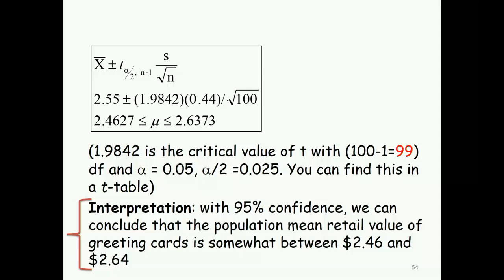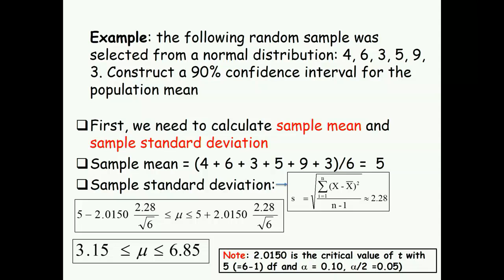So with 95% confidence, we can conclude that the population mean retail value of greeting cards is somewhere between these two values. This one is a little bit longer, because you have to calculate the sample mean, and you have to calculate the sample standard deviation. Don't forget, when you calculate the sample standard deviation, you divide by n minus 1. Why n minus 1? Because of the same thing, that sample variability. If it is the population, you would divide by capital N. Capital N is the population size. Small n is the sample size.